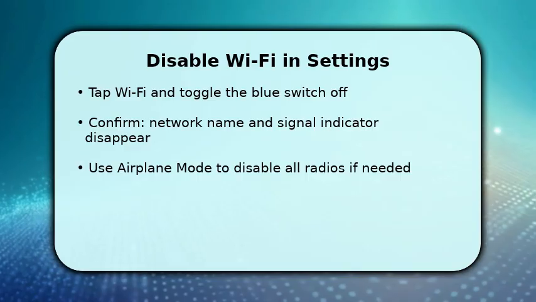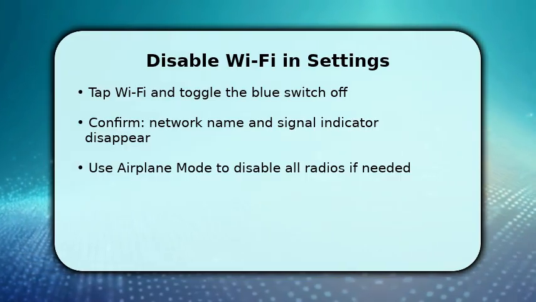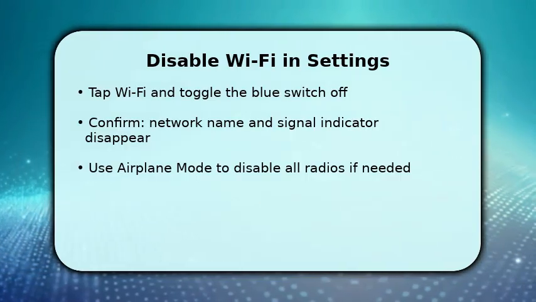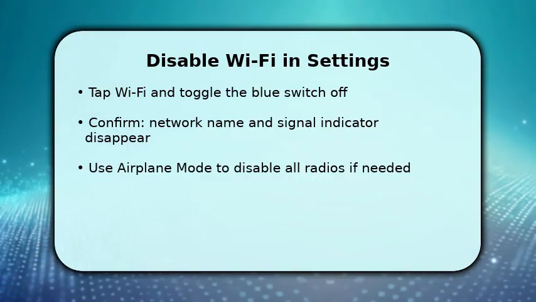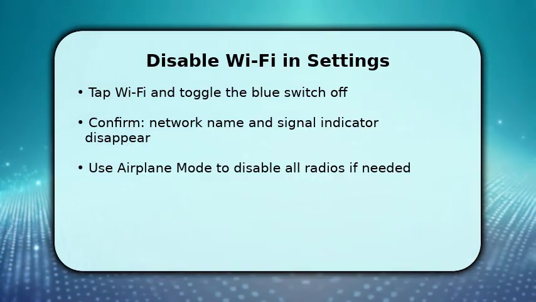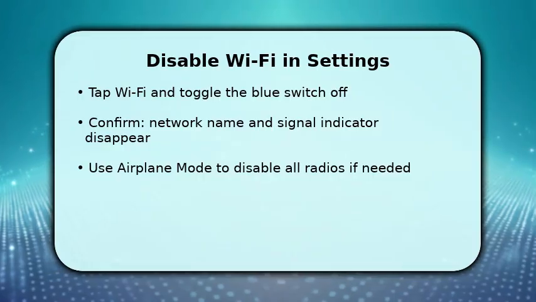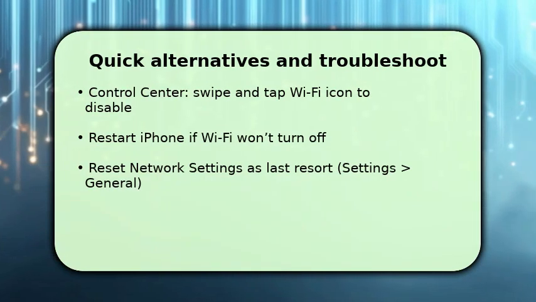If they don't, tap the current network and choose Forget this network before toggling off. Once done, you can also use airplane mode to cut all radios, but remember to re-enable Bluetooth if you need it. Finish by checking Control Center.